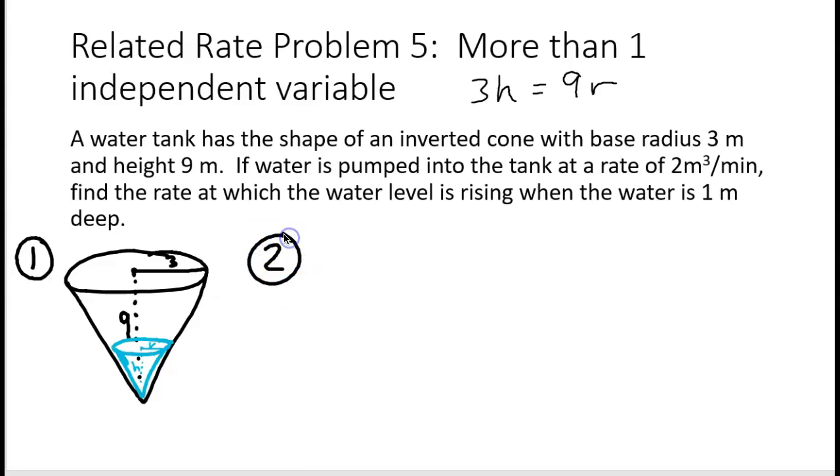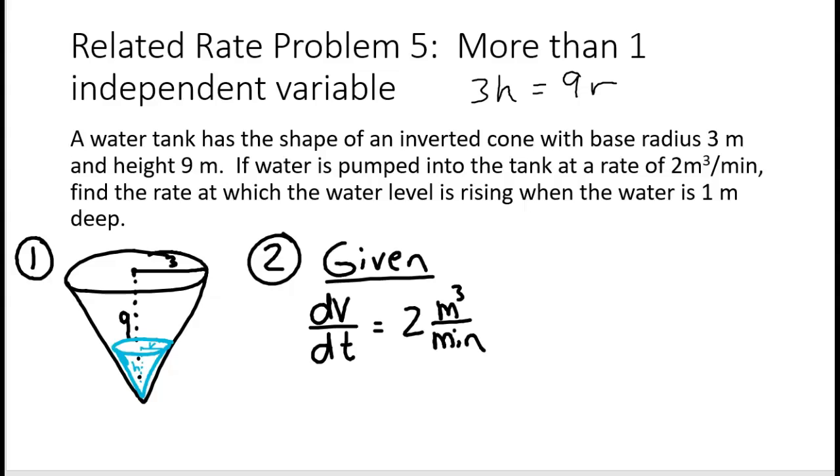Go ahead and pause the video here and do the regular second step of our process, and when you unpause it, you'll see the solution. So the rate that they gave us was the rate at which the volume of the water is changing. They're telling us that the water is being pumped into the tank at a rate of 2 cubic meters per minute. How did I know that was volume? Well, look at the units. They're cubic units, so that's a volume thing. Okay, and it's a positive value because we're adding water to the tank. All right, let's go ahead and move on to step 3.